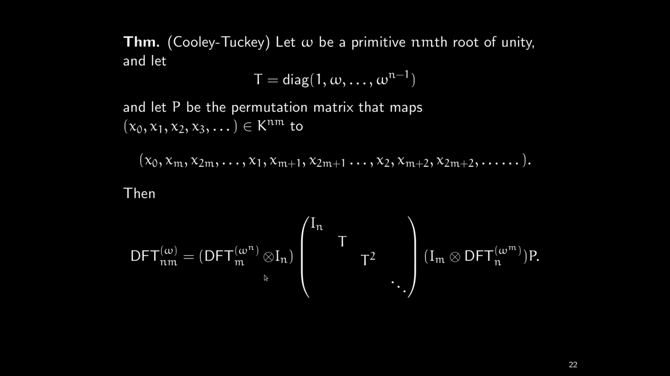So again, please check the order of the factors. Maybe you have to change the definition of the factor as you wish, so that it fits together if it doesn't. So here you have the DFT m with respect to the root of unity omega to the n. And here you have the DFT n with respect to the root of unity omega to the m.